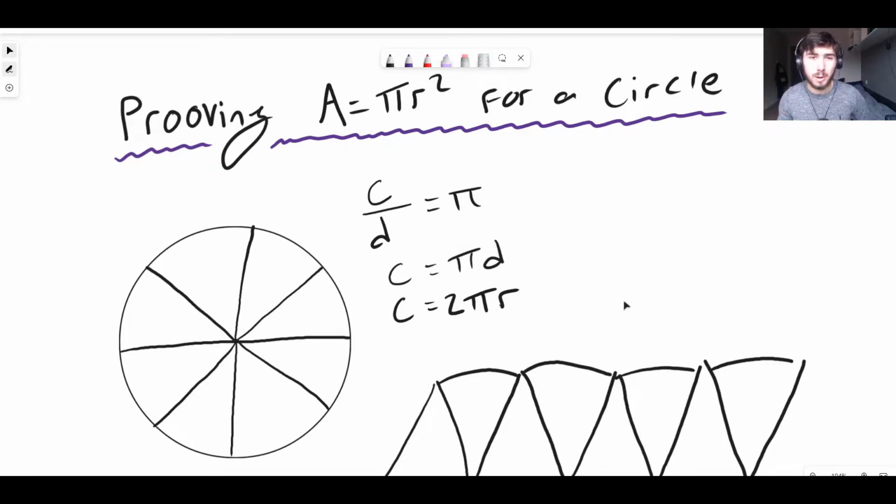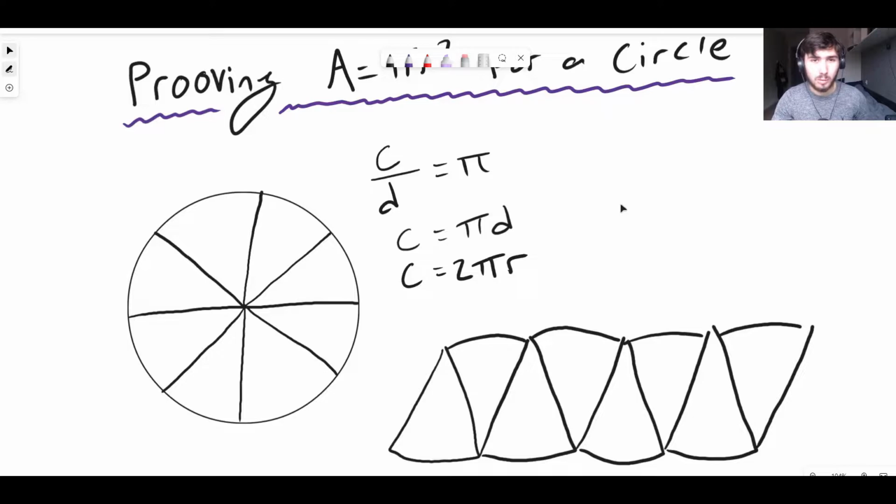In this video we're going to prove that the area of a circle is πr². Okay, so let's just dive straight into it.